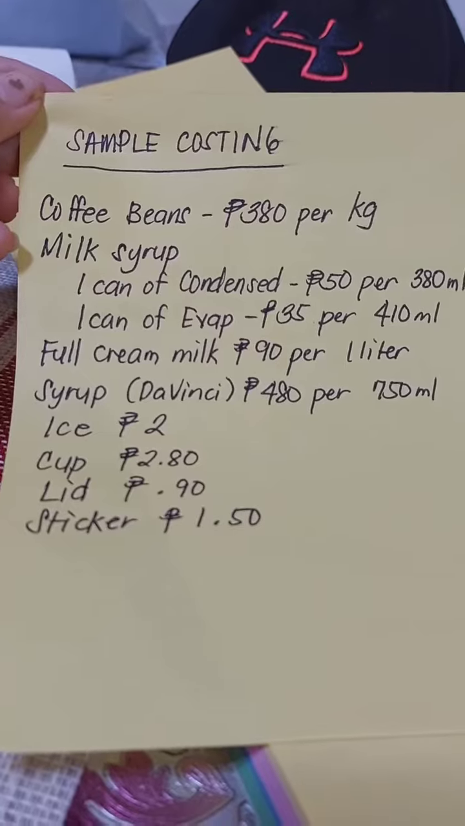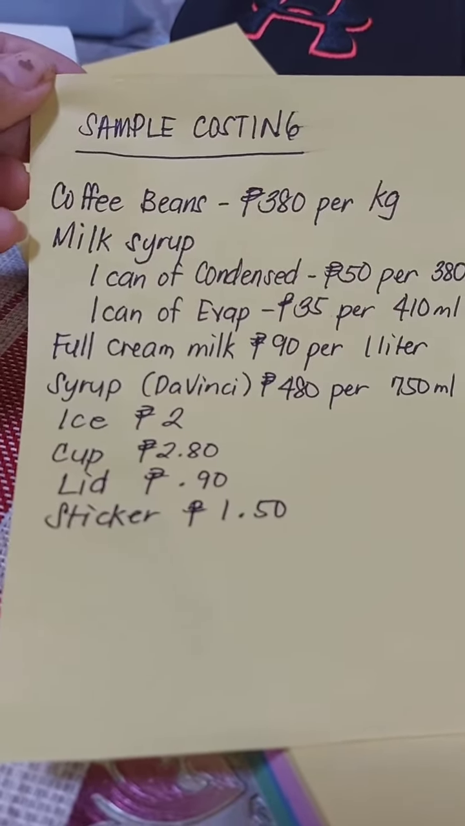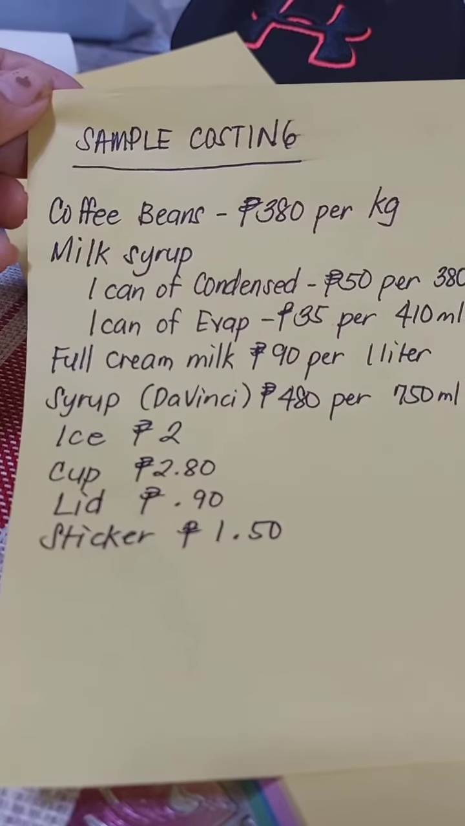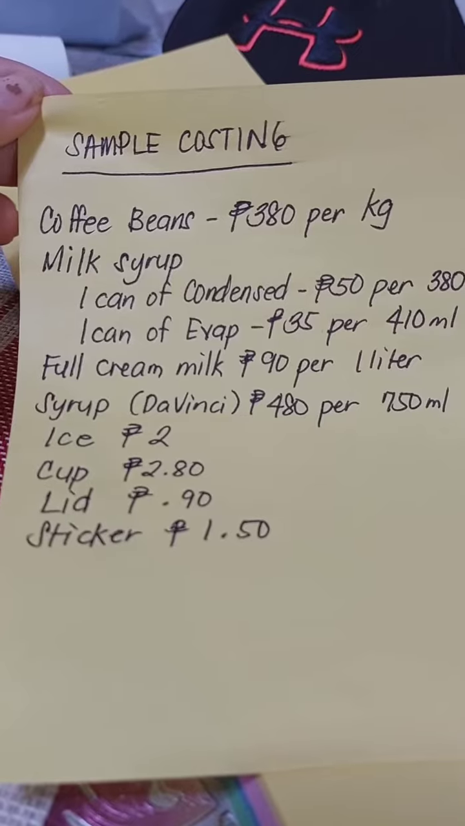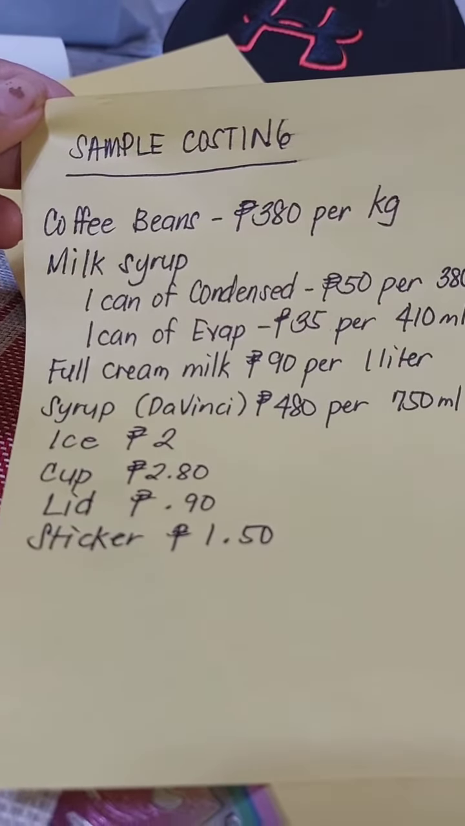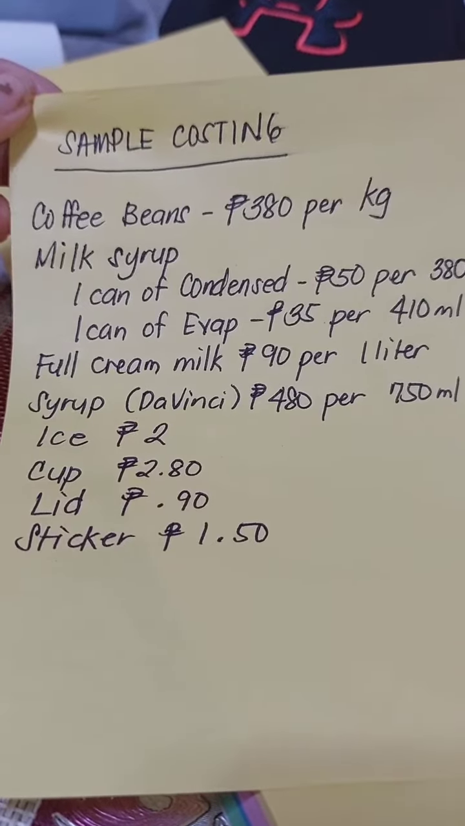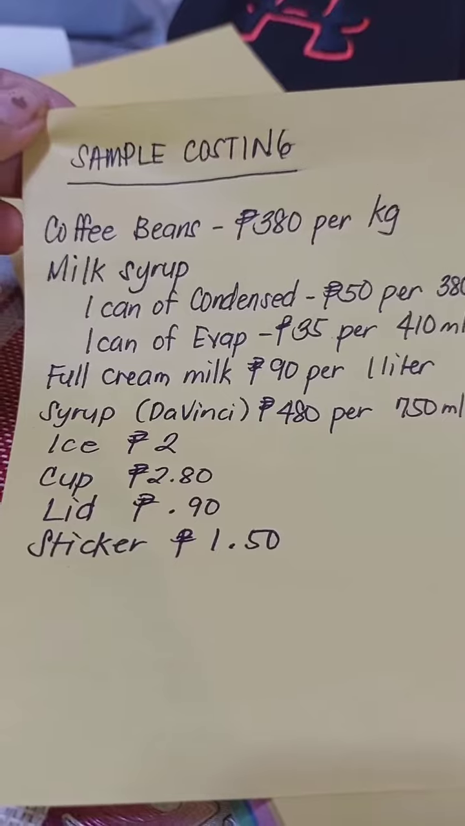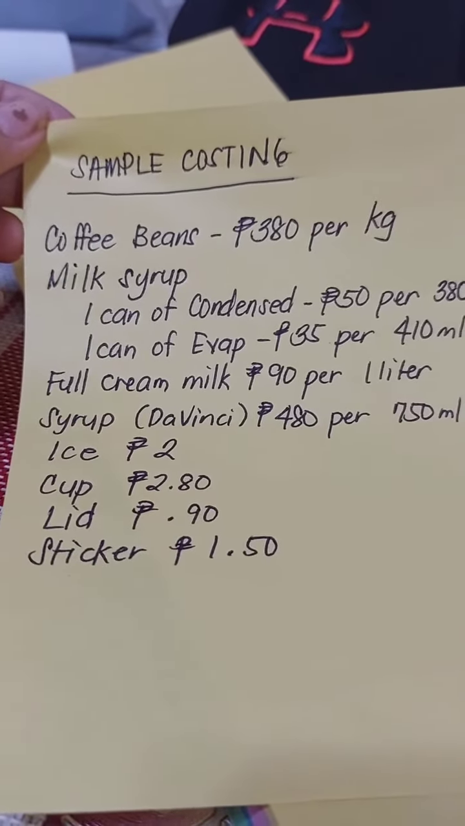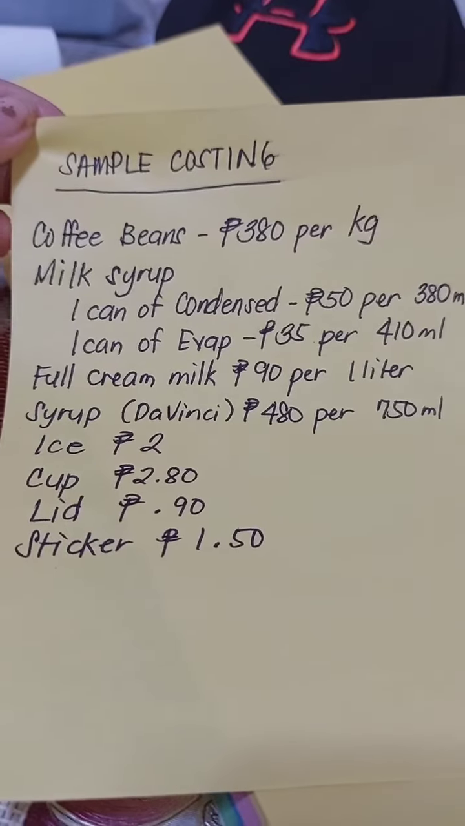Ice, let's say, maximum 2 pesos ang magagamit ninyo sa isang cup. Cup would be 2 pesos and 80 cents if per 100 pieces pa lang naman ang binibili ninyo. For a lid, it's gonna be 0.90 or 90 cents. And the sticker, sabihin na natin hindi pa rin kayo high volume and you're just having it printed like per 100 pieces. So, let's assume it's 1 peso and 50 cents.